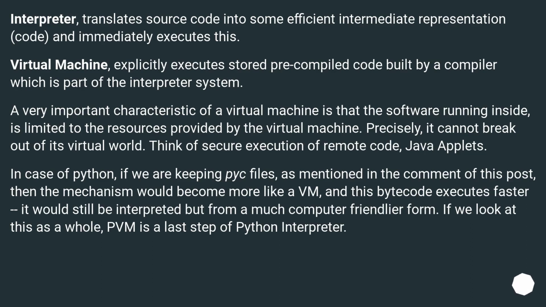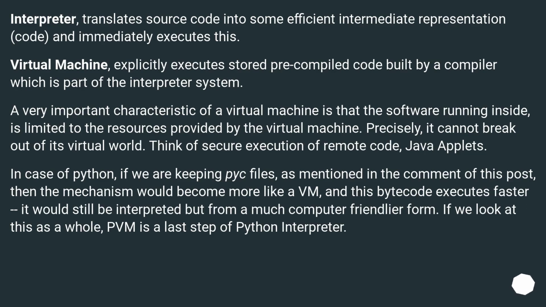An interpreter translates source code into some efficient intermediate representation, code, and immediately executes this. A virtual machine explicitly executes stored precompiled code built by a compiler which is part of the interpreter system. A very important characteristic of a virtual machine is that the software running inside is limited to the resources provided by the virtual machine. Precisely, it cannot break out of its virtual world. Think of secure execution of remote code, Java applets.